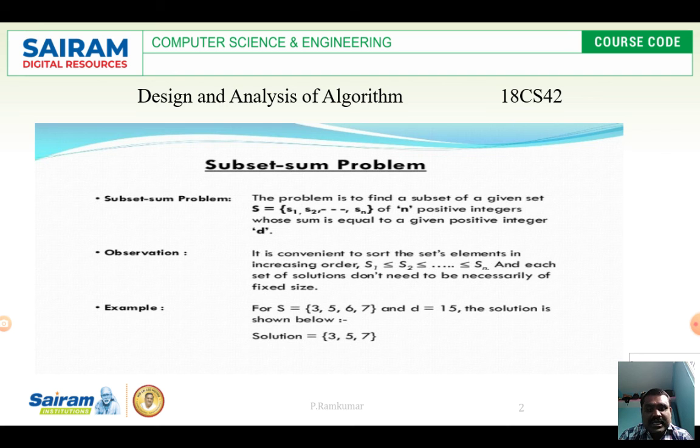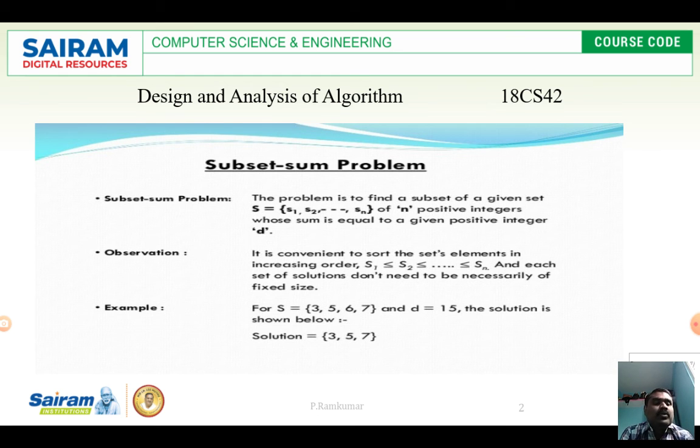And each solution need not necessarily be of a fixed size. It can be anything. For example, consider S equal to 3, 5, 6, 7 and d equal to 15, which means that from the set 3, 5, 6, 7, I have to pick some elements. When I sum up all the elements, the result should be 15. So I have taken 3, 5 and 7. 3 plus 5 is 8, 8 plus 7 is 15.